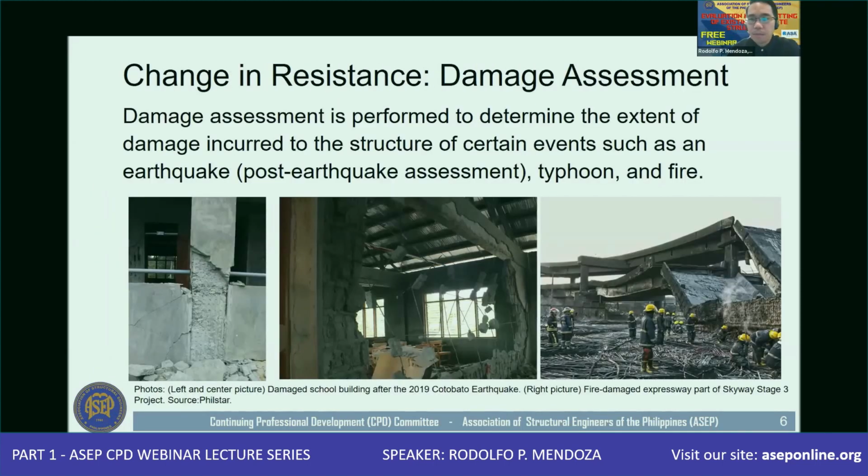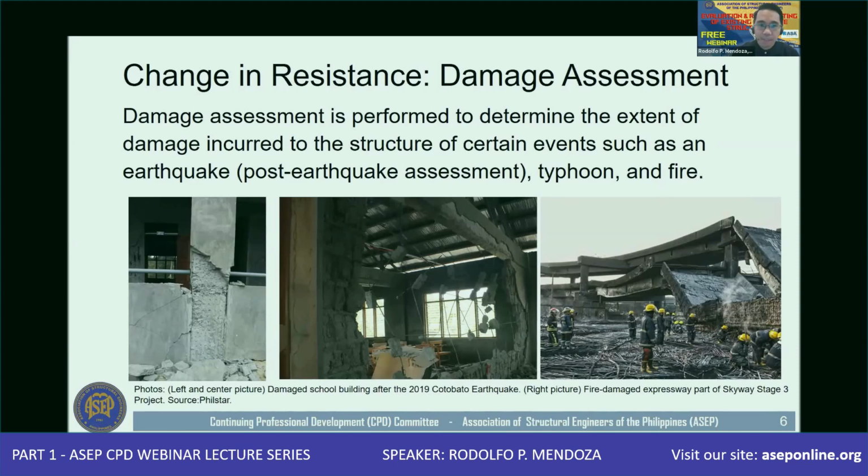Now, one of the reasons why there is a change in strength or change in resistance in the structure is because there's damage in the structure. And therefore, if there's damage, the structural evaluation that we want to perform is what we call a damage assessment. Now, a damage assessment is performed basically to determine the extent of damage incurred by the structure due to certain events, such as earthquake, typhoon, and fire.